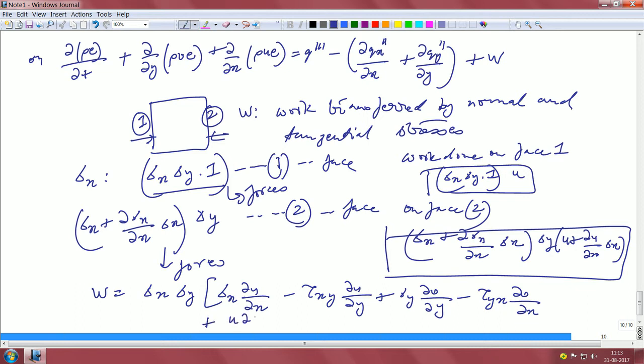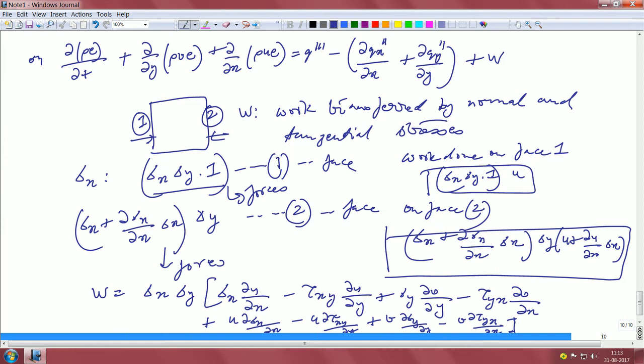Plus, it is a long expression, dy. Got it. There is a full expression for the work. This is the full expression for the work that is done on the thing.